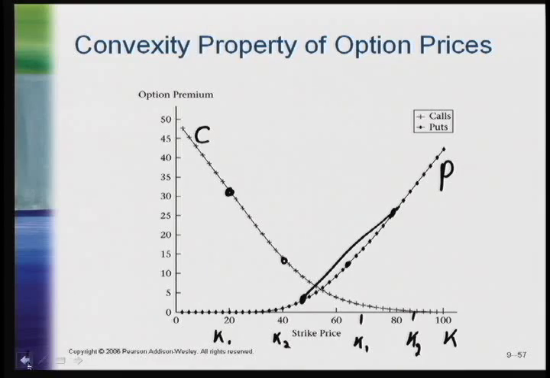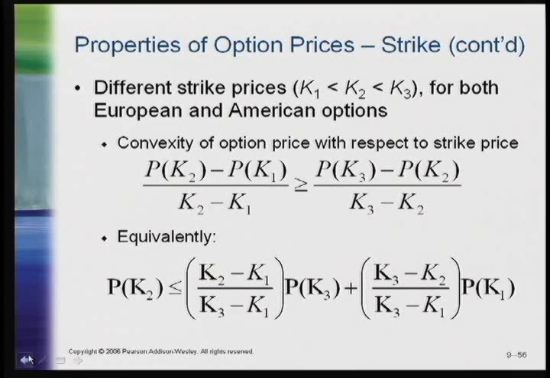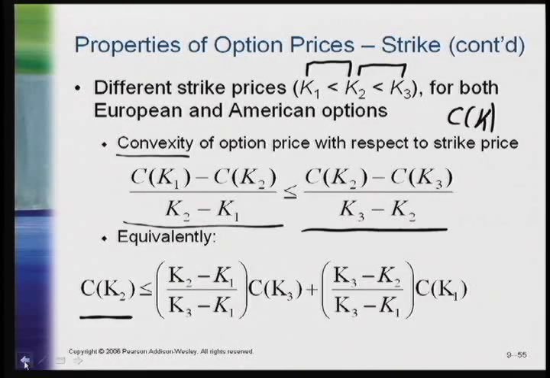So let's just go back to the call. These are the two statements that we were just looking at graphically. One is a statement of slopes, namely that the slope on the left interval is smaller, no bigger, than the slope on the right interval. The other statement, which is algebraically equivalent, tells you that the price at any interim point has to be less than this linear combination of prices.